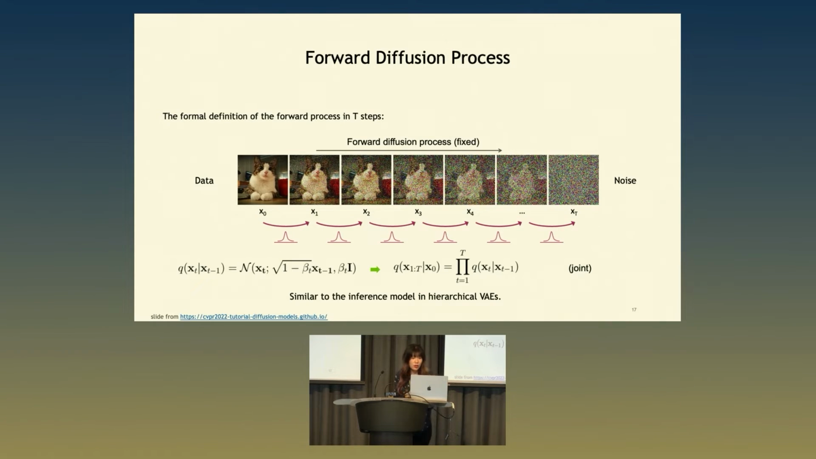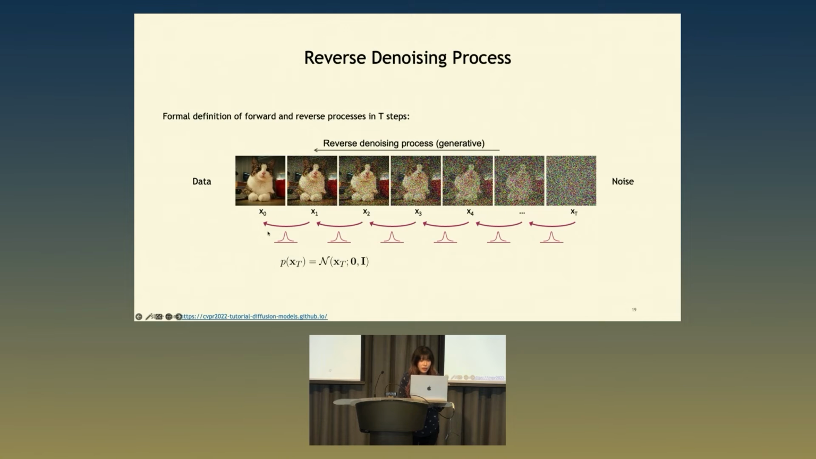And if we compare, we want to draw an analogy from diffusion models to variational autoencoders. So this process is actually pretty similar to the inference model in the hierarchical VAEs, where we start from observed data and we gradually derive the latent variables in a hierarchical way. And similarly, we can have this reverse denoising process.